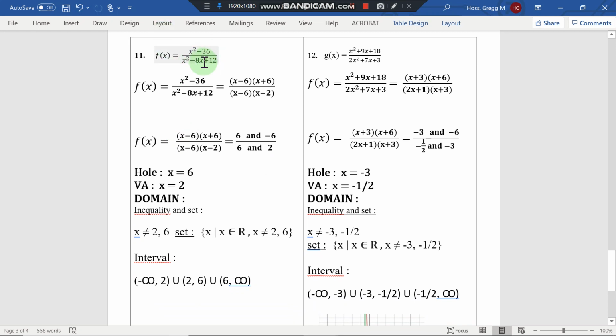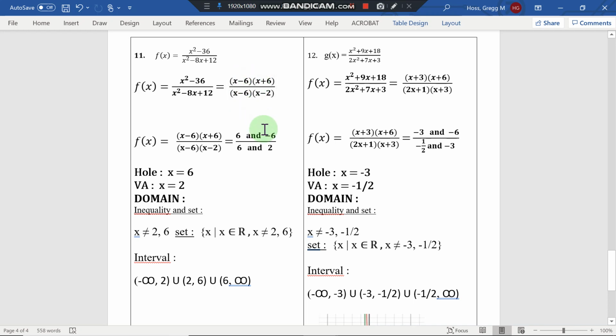(x squared minus 36) over (x squared minus x plus 8x plus 12). The top factors to (x minus 6) times (x plus 6). The bottom factors to (x minus 6) times (x minus 2). Hopefully you're starting to see that when we have matching factors on the top and on the bottom, that also means we will have matching zeros, which means we will have a hole.